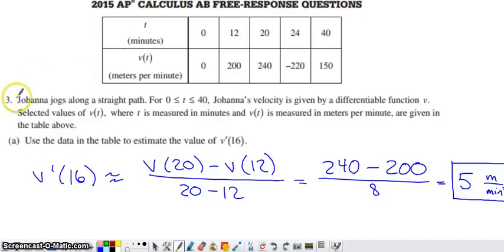So this is question number 3. It's from the 2015 AB exam. It's also one that appeared on the BC exam. This is the first non-calculator question.